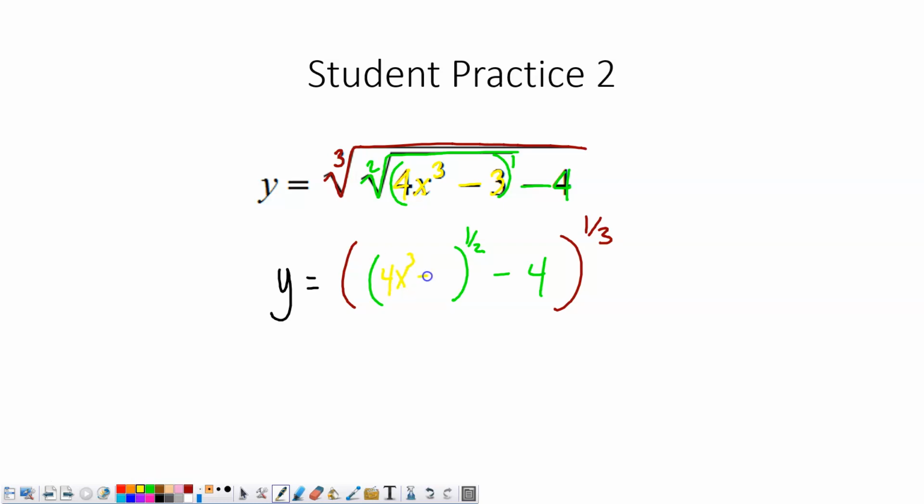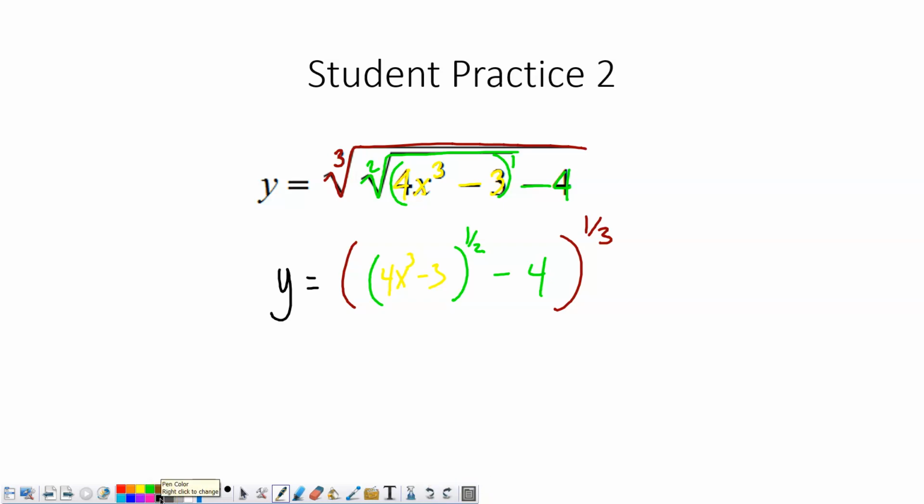And then we have the 4x cubed minus 3. So I want you guys to notice I haven't done any calculus yet. It's the same function, I just rewrote it differently. We don't like radicals, so we just replaced the radicals with powers, right? Now we can begin the calculus part, which is the derivative.